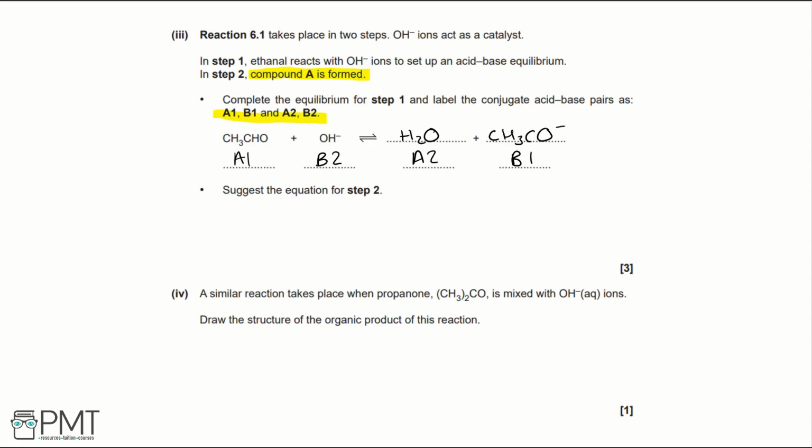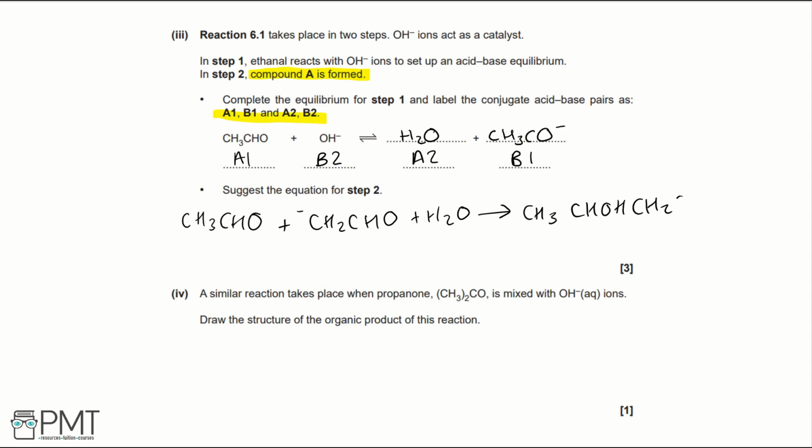If we copy this for part 3 in our answer line, so that would be CH3CHO plus CH2CHO minus plus H2O forms compound A, which we can write as CH3CHOHCH2CHO, and OH minus ions. To get the 3 marks for this question, you get a mark for having the correct equilibrium equation, a mark for the correct labels, and a mark for the correct equation for step 2.